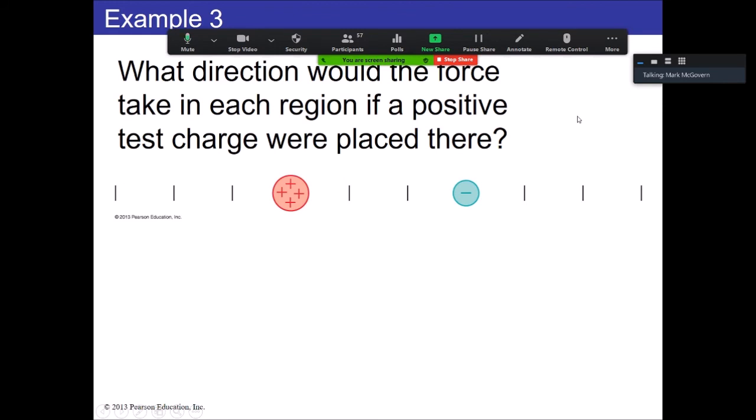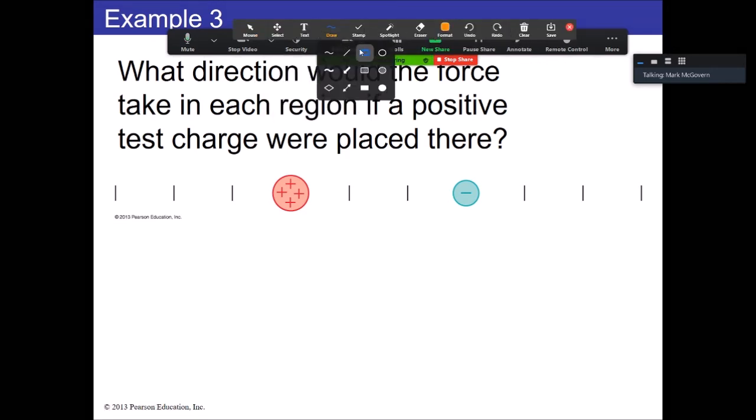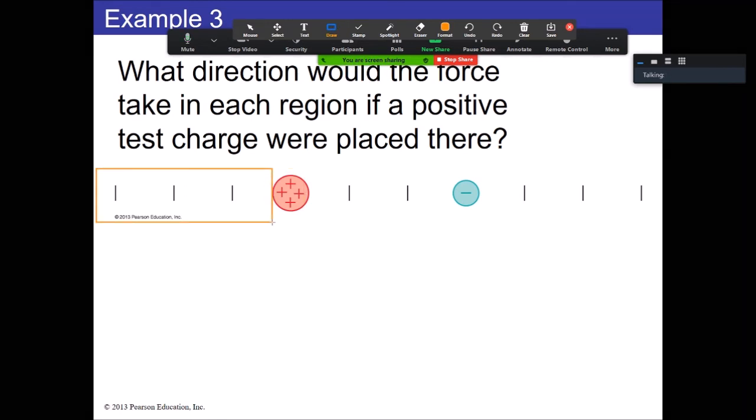What direction would the force take in each region if a positive test charge were placed there? Okay, let's look at it. We have effectively 3 regions here. Region number 1 is going to be on the left-hand side here. And if I put down a positive charge, what's going to happen? Well, it's going to be repelled by the big one and attracted by the smaller one.